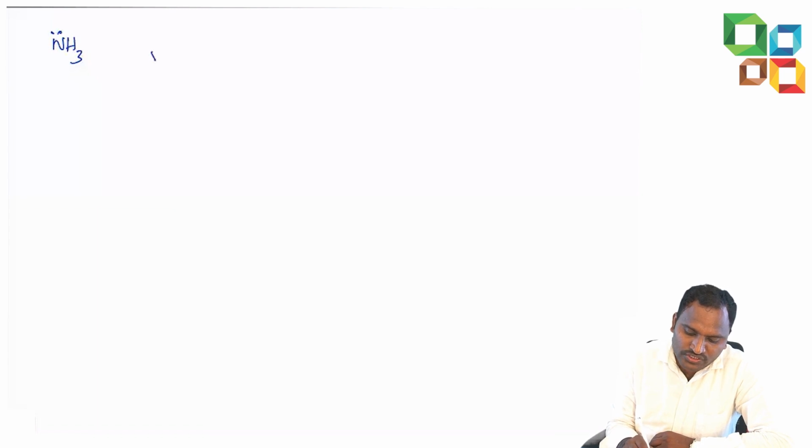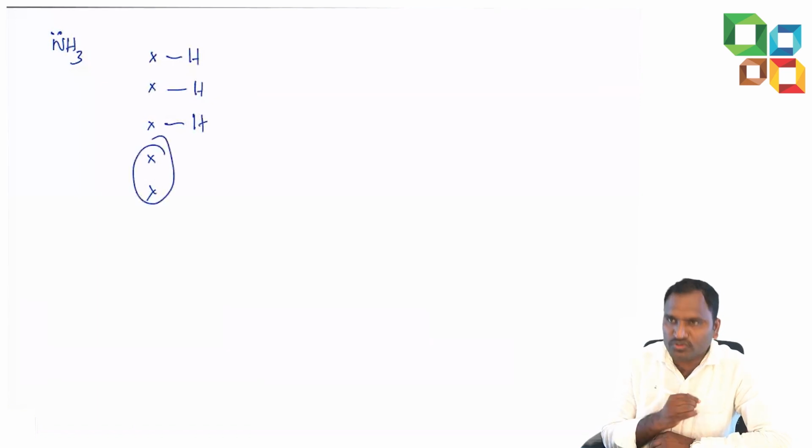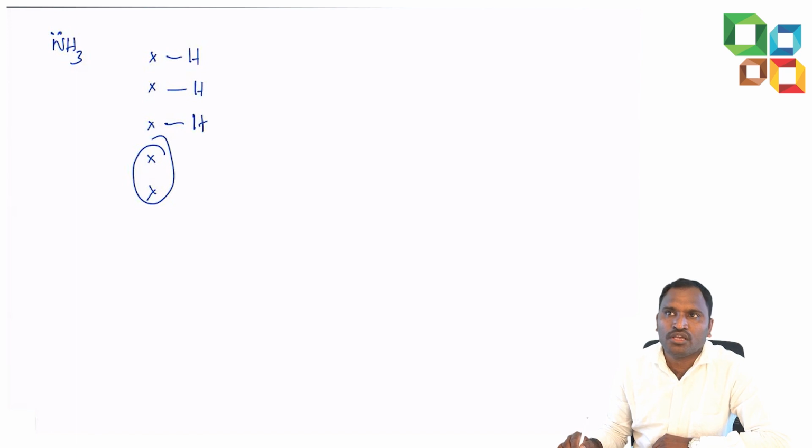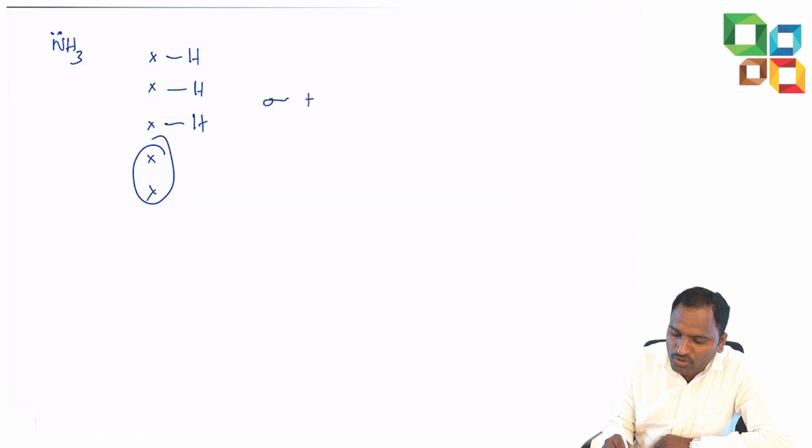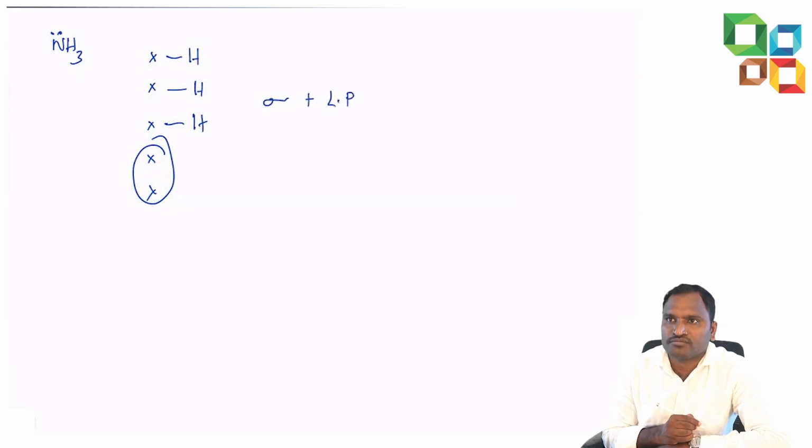NH3. Here, nitrogen has 5 valence electrons. Take 5 valence electrons. 3 hydrogens form bonds with 3 electrons of nitrogen. These 2 electrons are free. This is called a lone pair. A pair of electrons is there, but it is not involved in bonding. Lone pair. So while considering hybridization, what did I say, students? Number of sigma bonds plus lone pairs, if any lone pair is there. 3 bonds are there, no? 3 sigma bonds plus 1 lone pair.